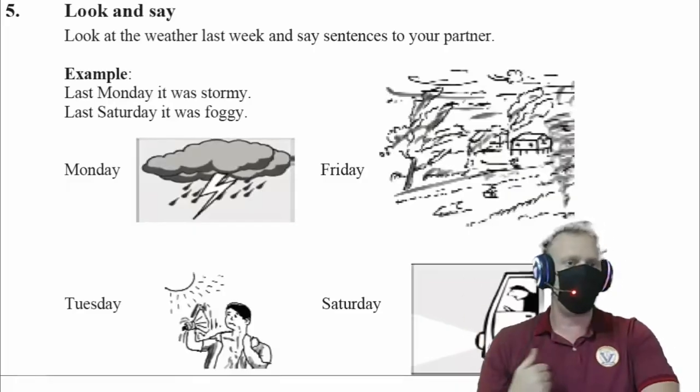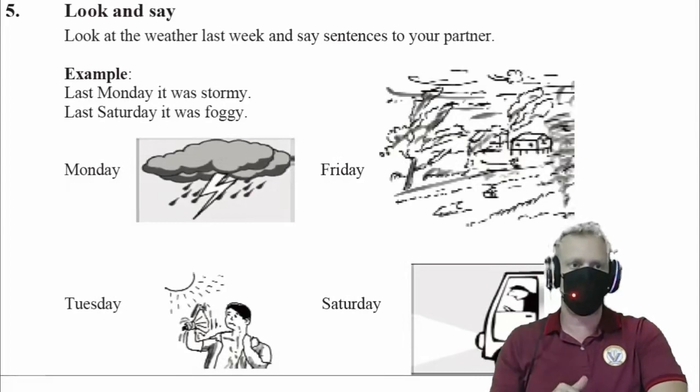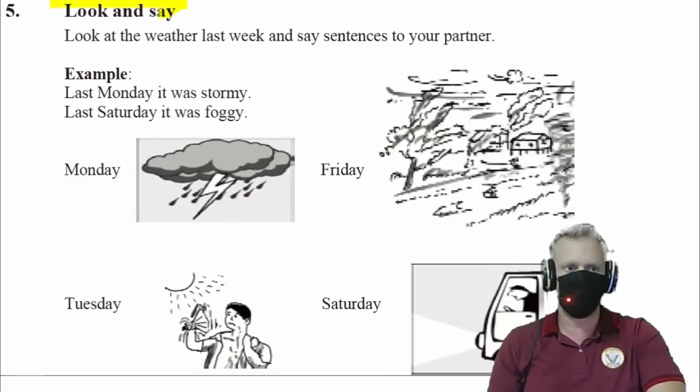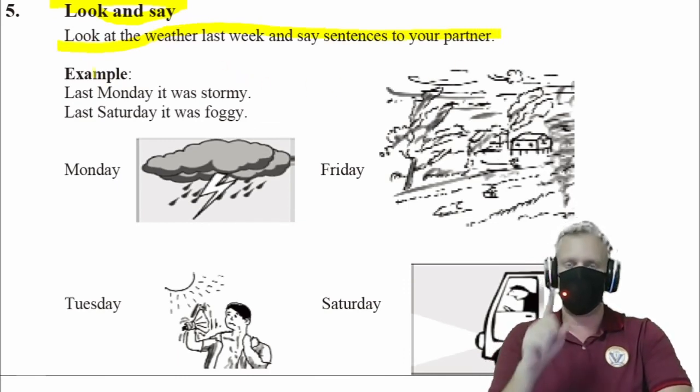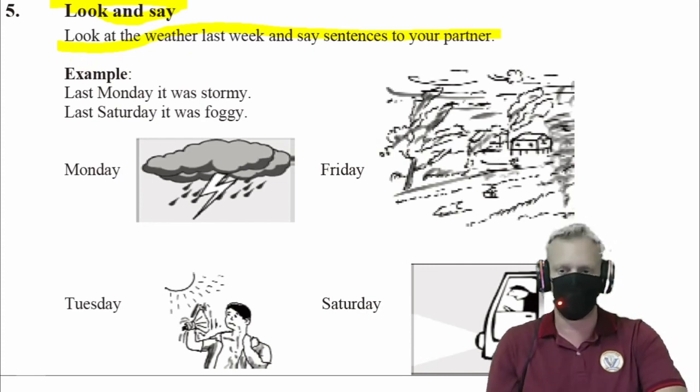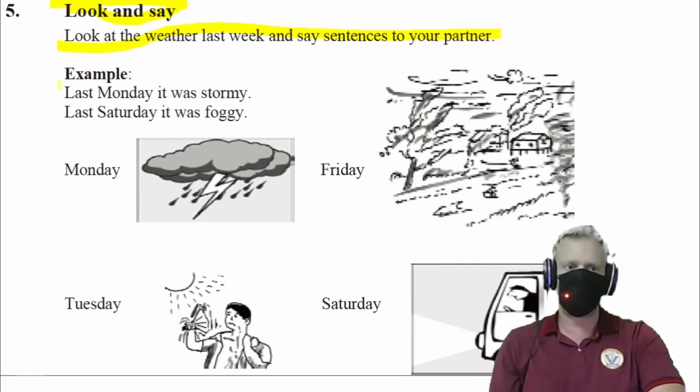Number 5 is look and say. Yes, that's right, look and say. First thing, let's look at the weather last week and say sentences to your partner. We do not have partners at home, but I still want you to practice by yourself. Let's take a look at the example.